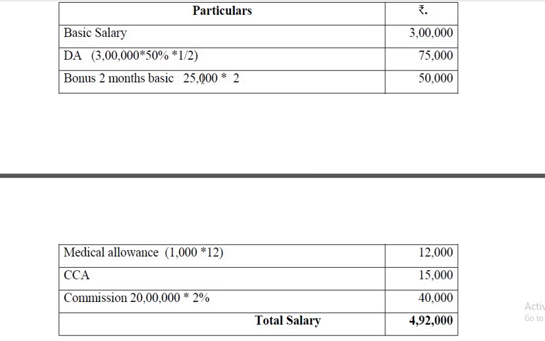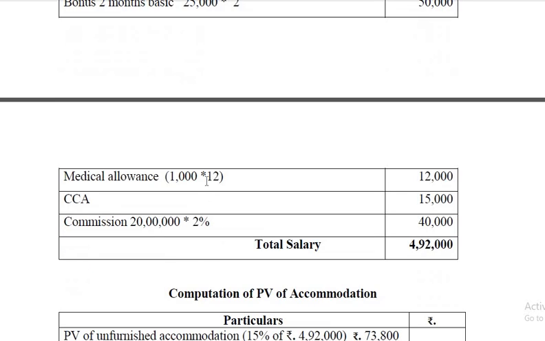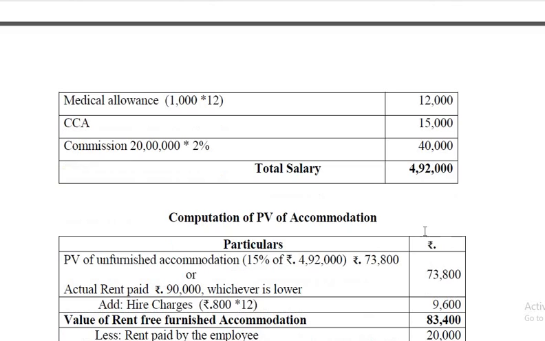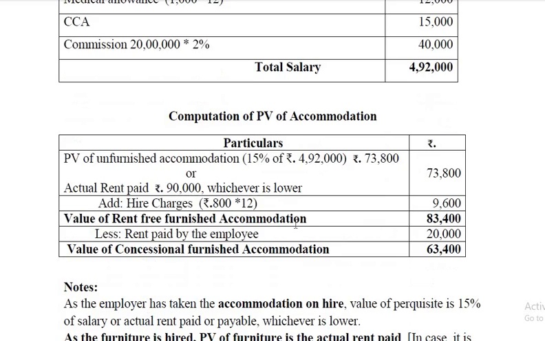How you got that 25,000? 3 lakh divided by 12 into 2. Medical allowance, 1,000 into 12. CCA, 15,000, entire value is considered. Commission, 20 lakh into 2%, that comes to 40,000. 4,92,000 is the salary for the purpose of valuation of accommodation.